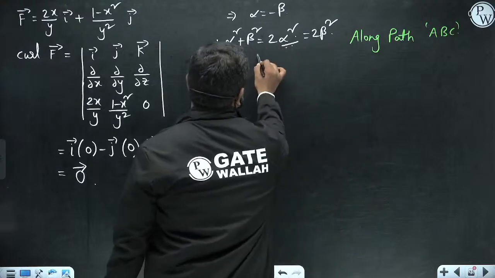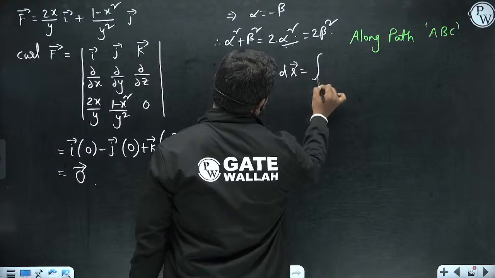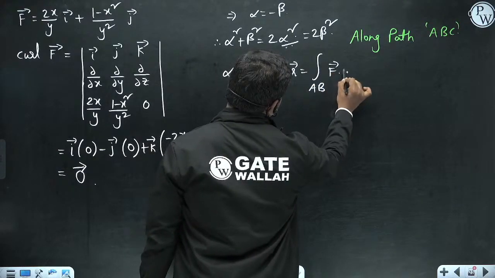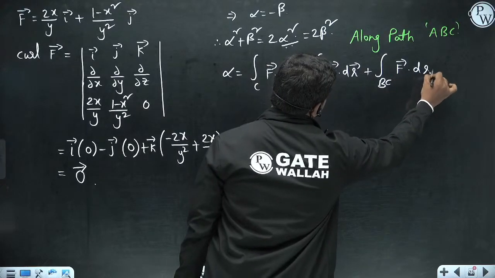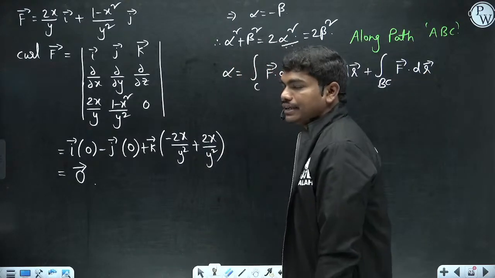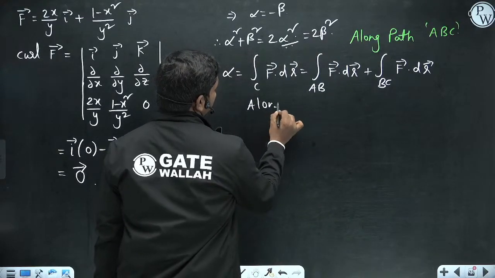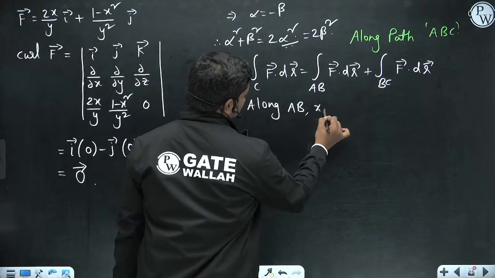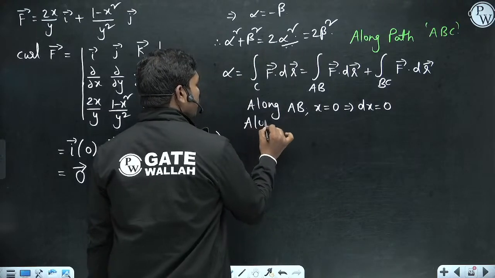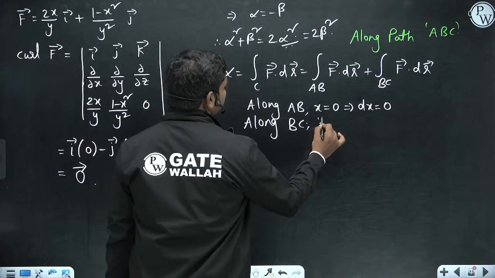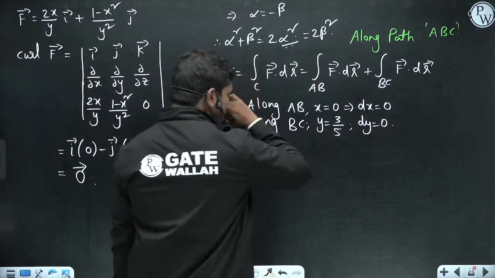So the integral over C of f bar dot dr bar, which is alpha, can be split into two parts: integral over AB of f bar dot dr bar plus integral over BC of f bar dot dr bar. Along AB, x is equal to 0, so dx is also 0. Along BC, y is equal to some constant, which is 3 by 5, so dy is equal to 0. So let us write this integral.